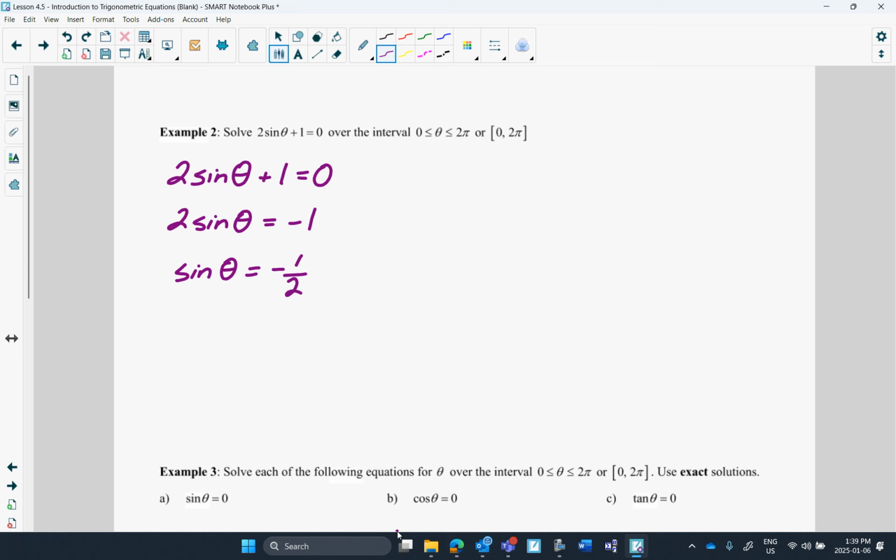Do I need to use a calculator, or can I use the unit circle? Unit circle, because it's a half. Well, it's negative a half, but it's still a half. So this is a unit circle value, UCV for short. Which means I don't have to go through all that calculator work.